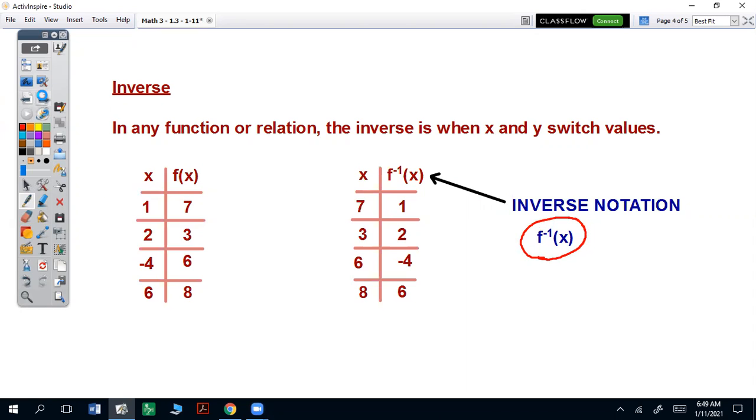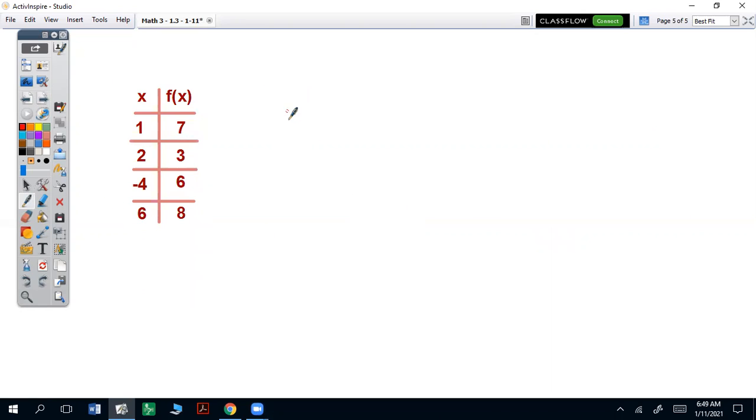So you're going to get questions like, so you got a table. Let's say, what's f of 6? Now, f of 6, there is no notation up there. So f of 6 is going to just be what the output value is. So f of 6 is going to be 8.